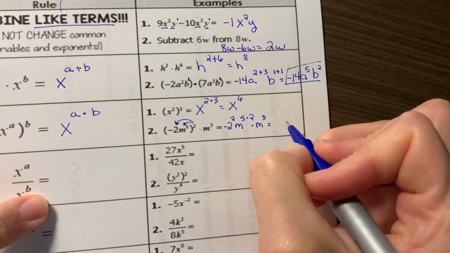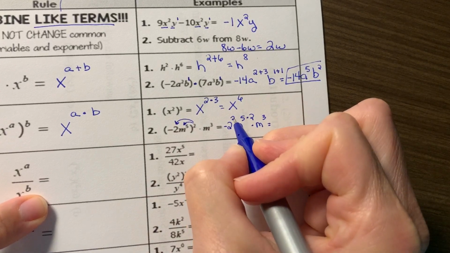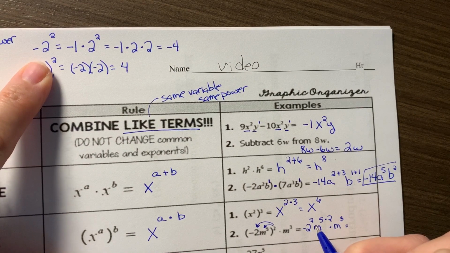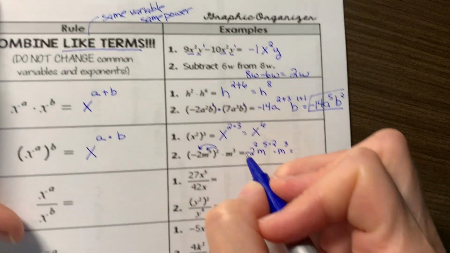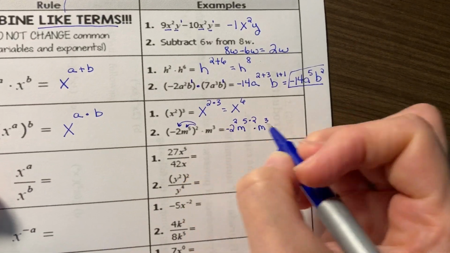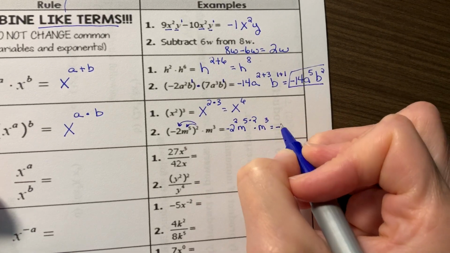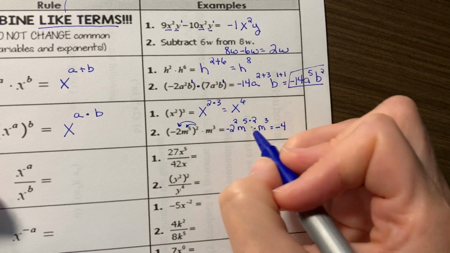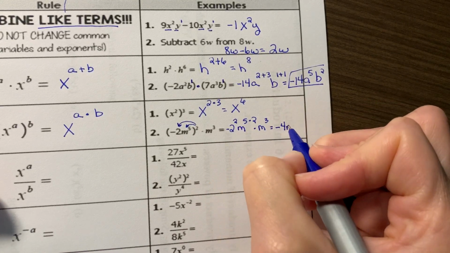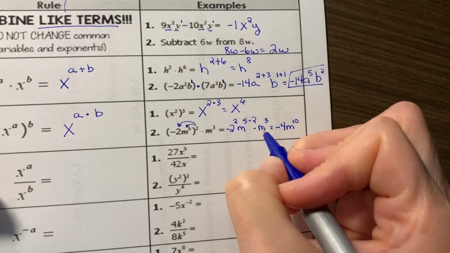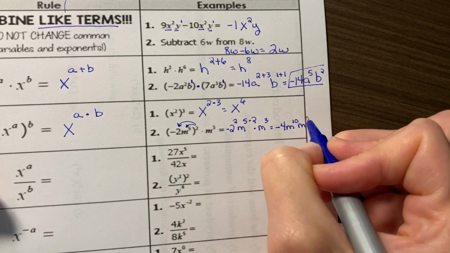So I still have, this is -2 to the 2nd power. Oh, what do you know? That's exactly what we had up here. So negative out front with no parentheses means my answer is going to be negative. 2 to the 2nd power is 4. M to the 2 times 5 is m to the 10th. And m to the 3rd is just m to the 3rd.